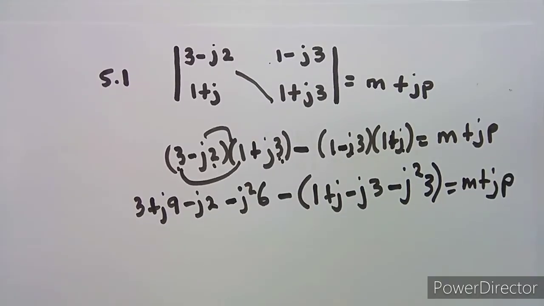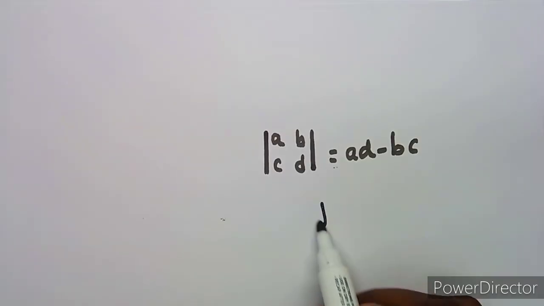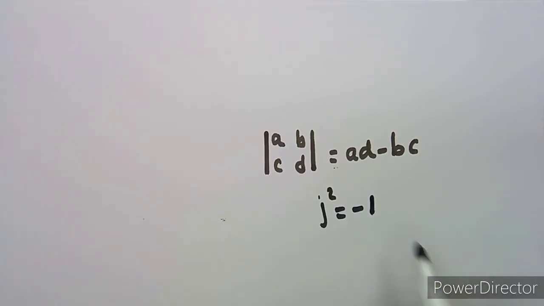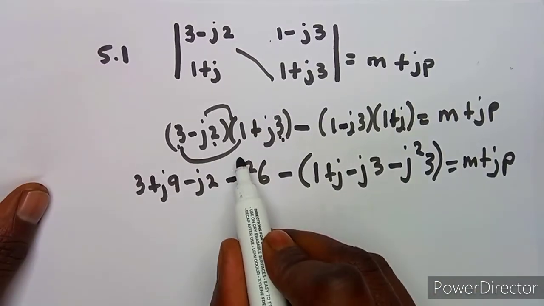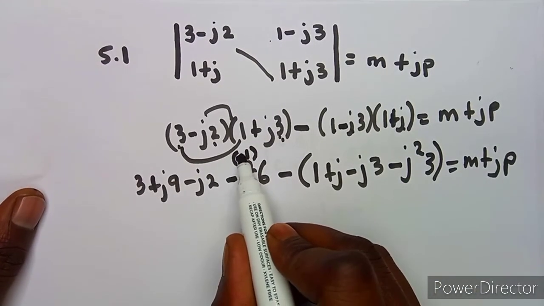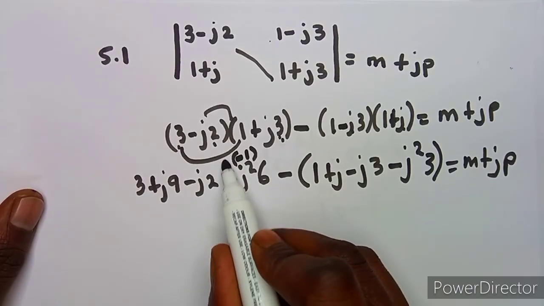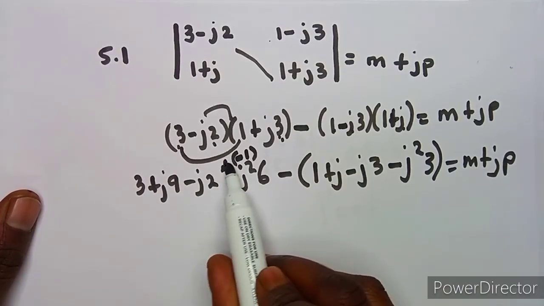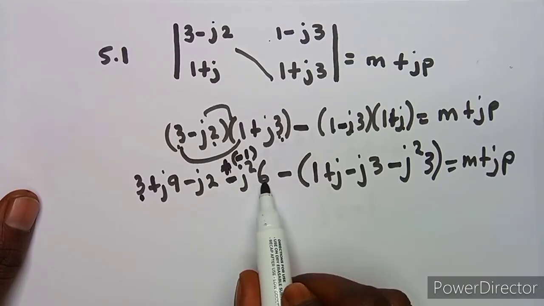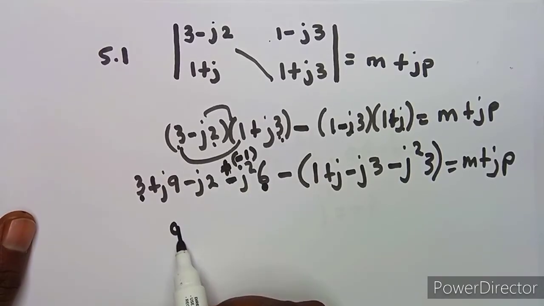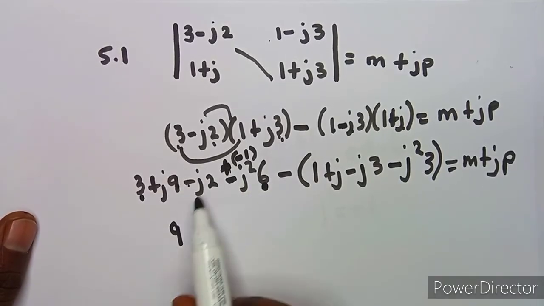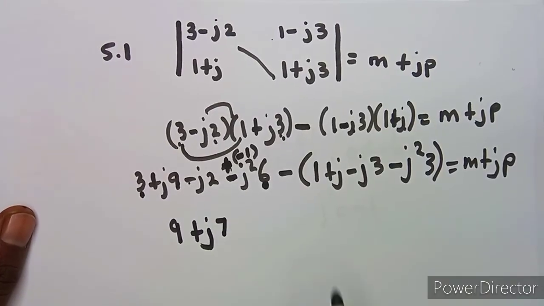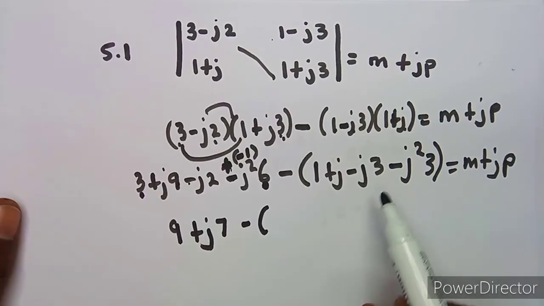Okay, so this is what is going to happen here. We know that J squared is equivalent to minus 1. So here is going to be a negative 1, which is negative, and negative, which is a plus. So it's now a plus this time. So it's 3 plus 6, which is 9. J9 minus J2, which is 9 minus 2, which is 7. So it's plus J7.